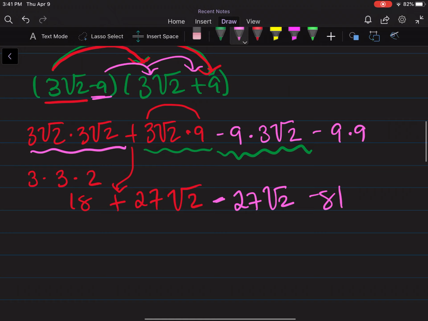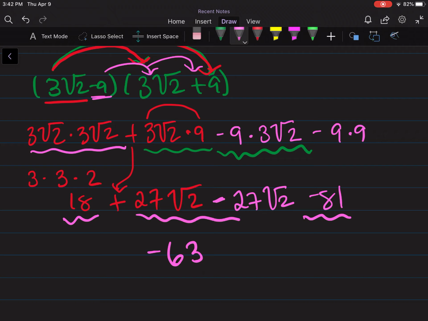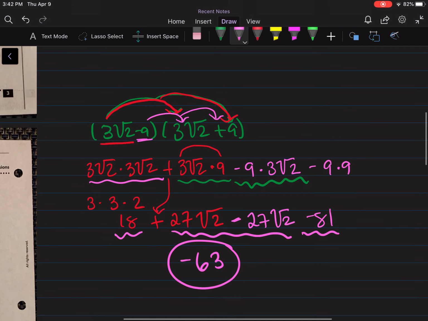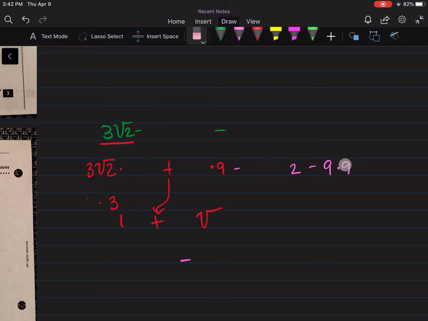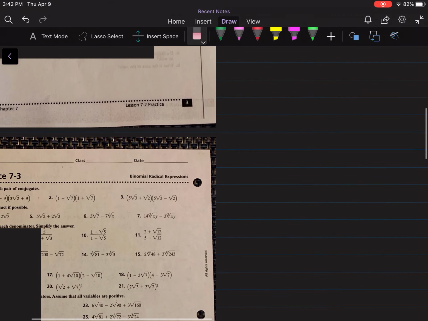Now we're going to combine like terms. So let's combine just our whole numbers. 18 minus 81 is -63. And these right here, they just cancel out. So that is your answer, -63. So that's all you're doing. You're distributing and then combining like terms. I'm sure you practiced this a lot in algebra for those first 3.